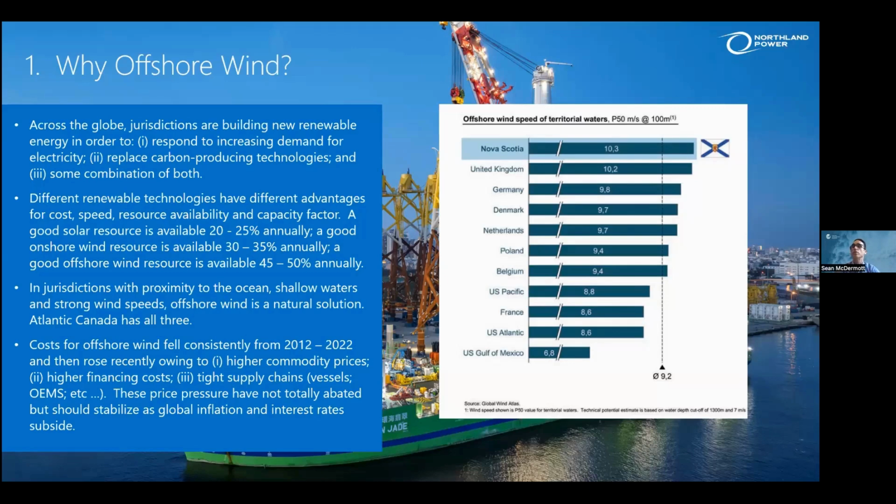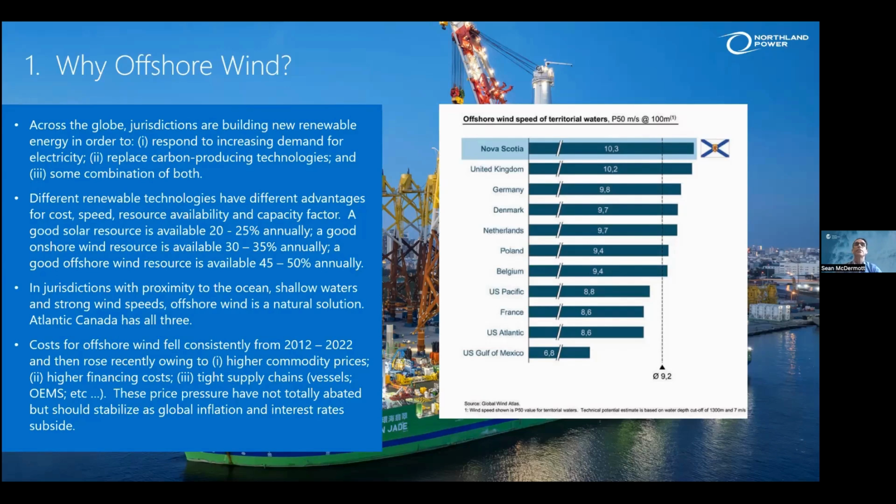The renewables are being considered as the new build approach, rather than putting up a new coal, gas, or other thermal facility, where multiple jurisdictions around the world are looking to start with renewables rather than transition to renewables. So it's a combination of those two things broadly, of fuel switching as well as new demand that's driving growth in renewables. Renewable technologies have different advantages for cost, speed, resource availability, and capacity factors.